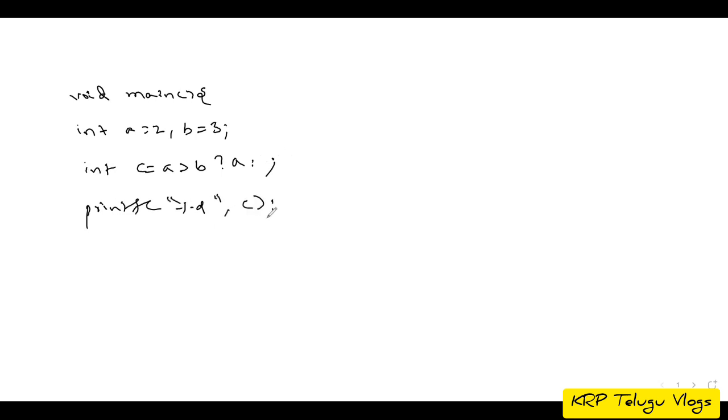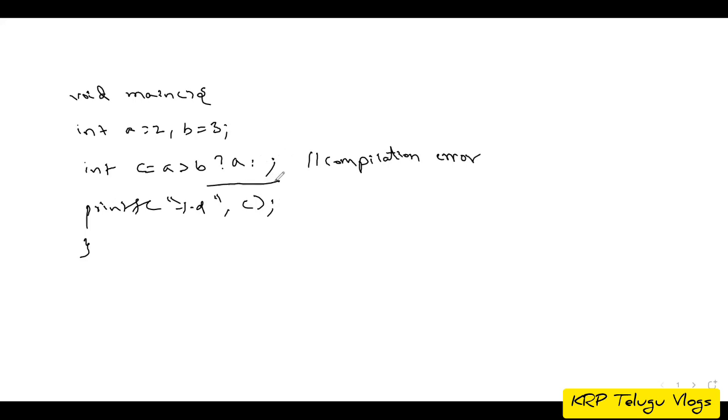Void main. int a equal to 2, comma b equal to 3. int c is equal to a greater than b, a, or I'll not give any statement here. Then printf of %d, comma c. So what will it print? 0? Or will it throw a compilation error?